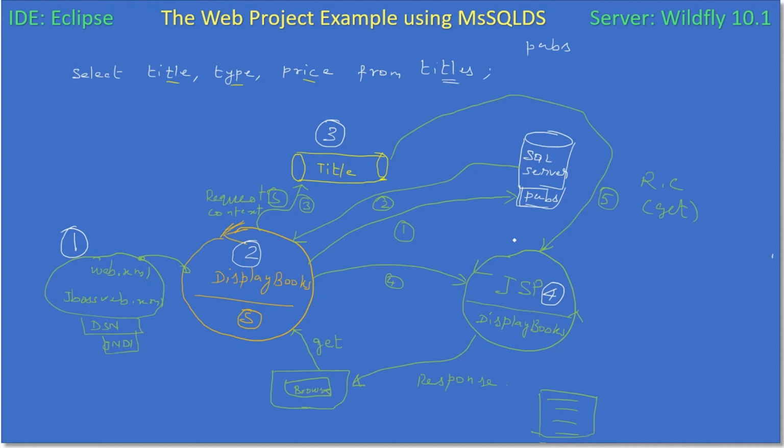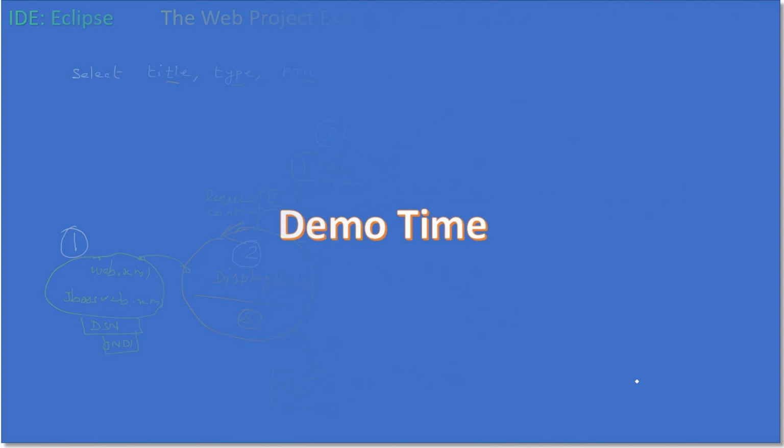Yeah, that's all required. So 4 files we will create, and we can name them title.java, titlebean.java, displaybooks.java, then this is displaybooks.jsp. Alright, now it's demo time. Let's go and implement this.